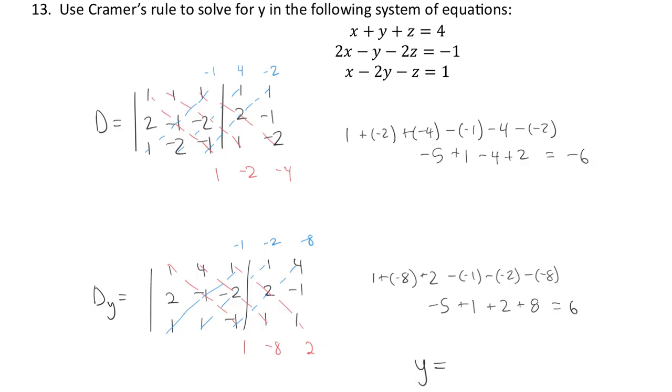So then y is equal to d sub y divided by d. So d sub y is +6. D was -6. We have y is equal to -1.